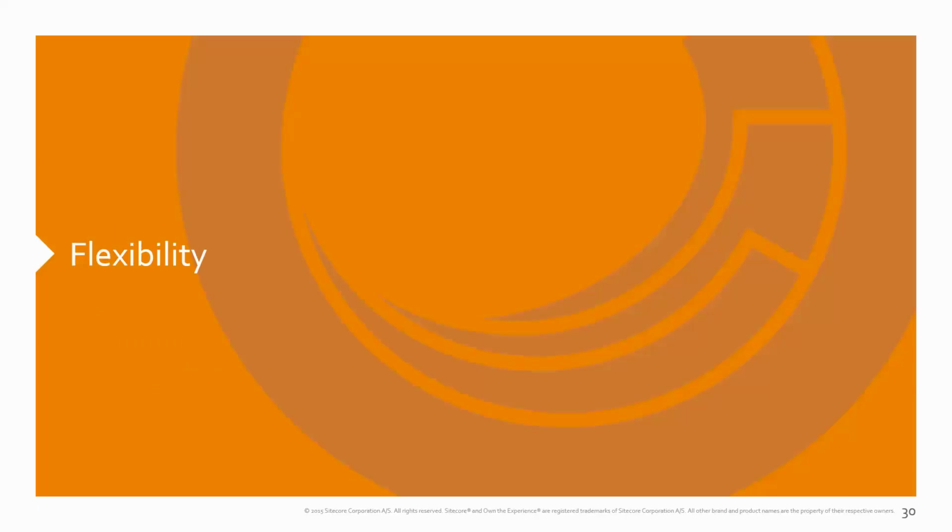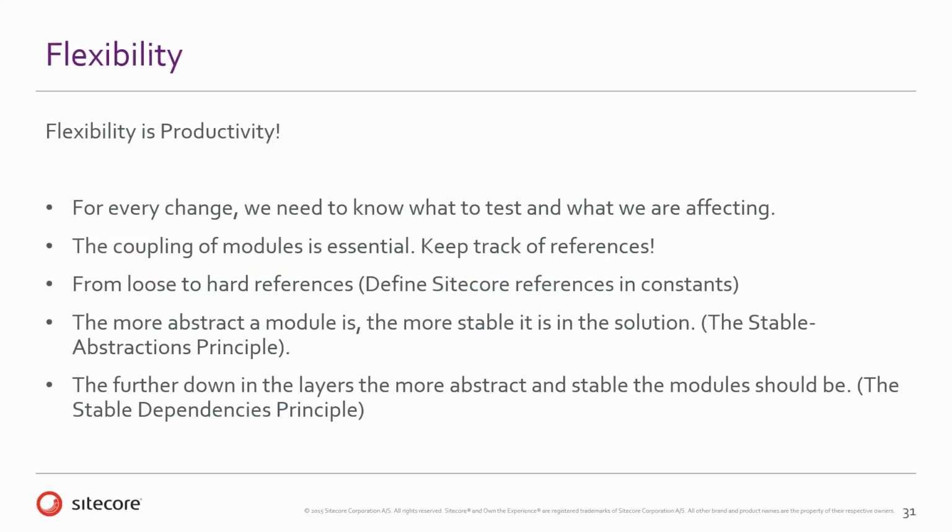So this is another part of the very foundational aspects of Habitat: flexibility. Now, flexibility is ultimately about productivity. It's about knowing, for every change we make to a project, what to test and what we're affecting. So we're very clear that we don't break other things when we're changing things, and that we can add functionality in one aspect without having to change a lot of other things.